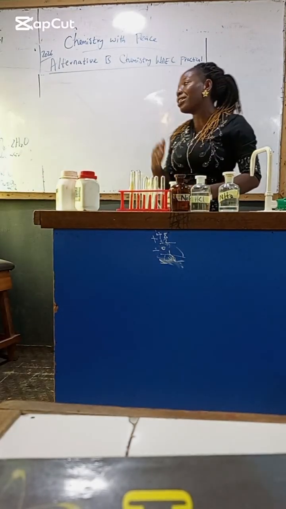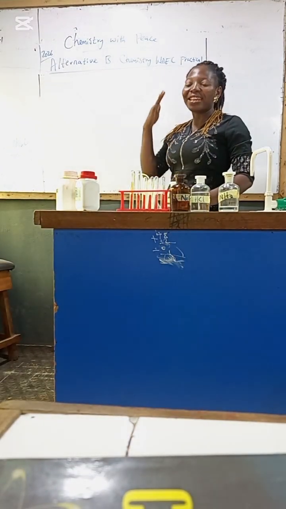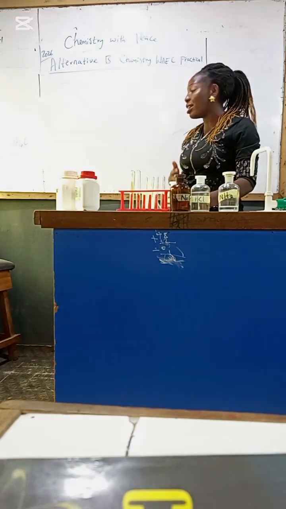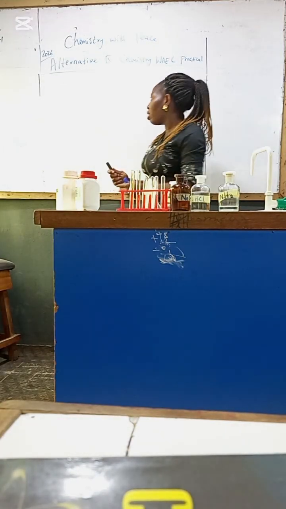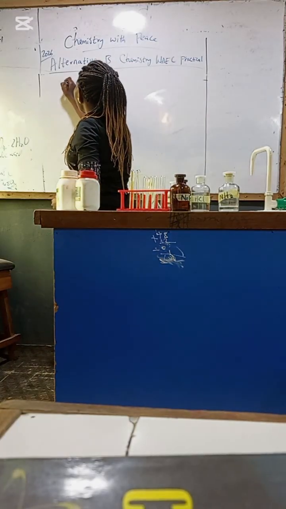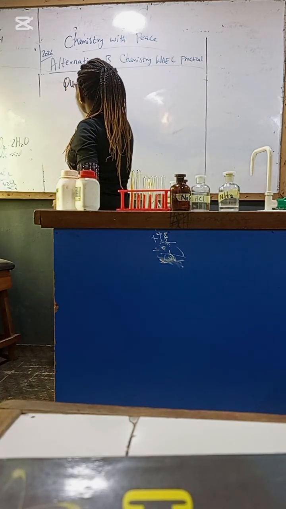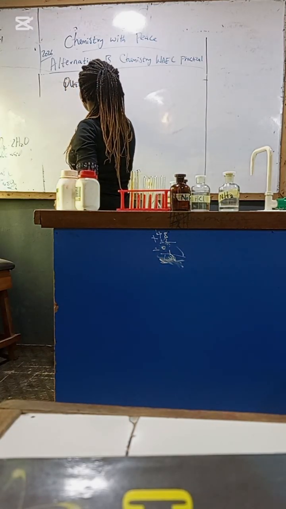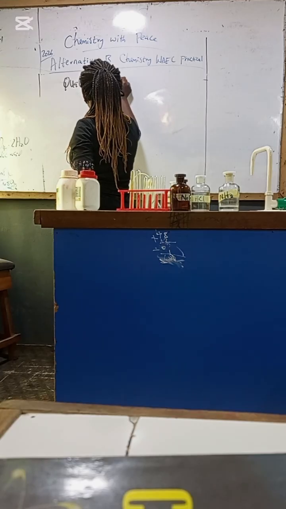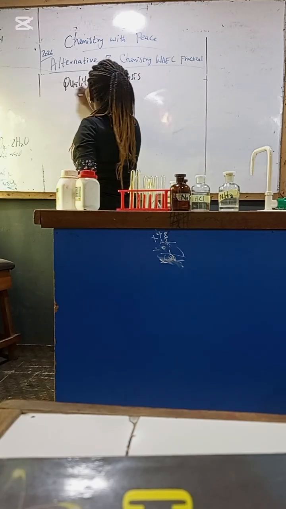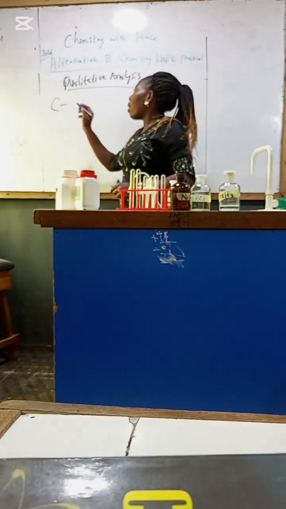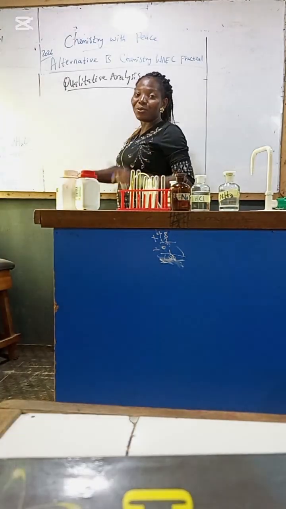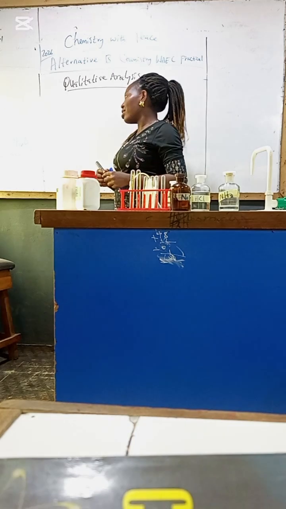Chemistry classes. So we are still talking about the alternative B chemistry WAEC Practical 2026. So we want to talk about the qualitative analysis. In our qualitative analysis, we have a sample. Our sample is not sample C. We have used sample C for alternative A.